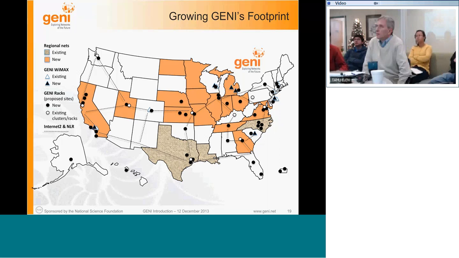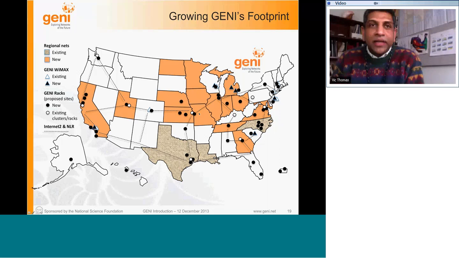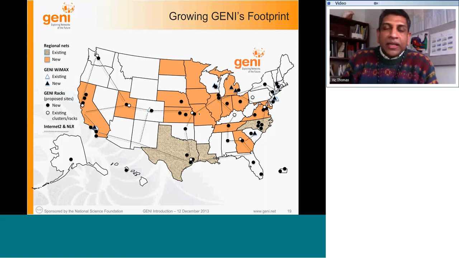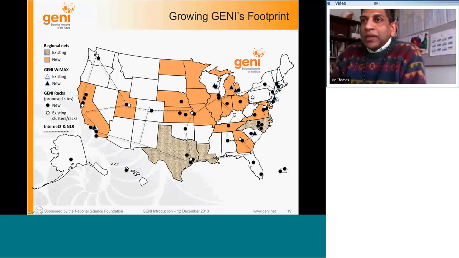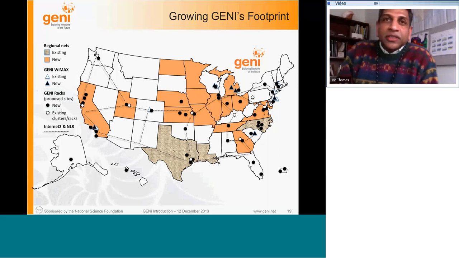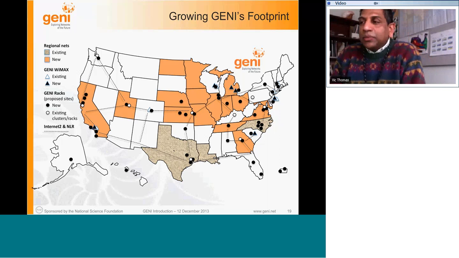The states that are colored are locations where there are regional networks that are being GENI enabled, which means these regional networks might have GENI racks, and they also allow you to stitch layer 2 topologies, layer 2 networks from campuses served by those regional networks to the backbones such as Internet2 and National LambdaRail. As you can see, the Texas LEARN network was one of the first regional networks to be part of GENI. The other one being Mid-Atlantic Crossroads on the East Coast.